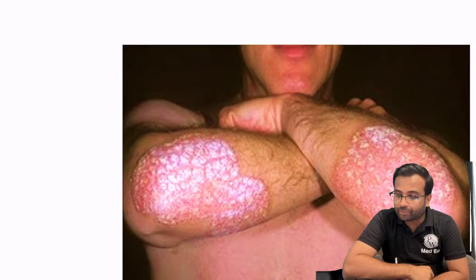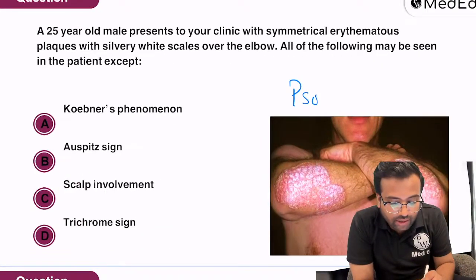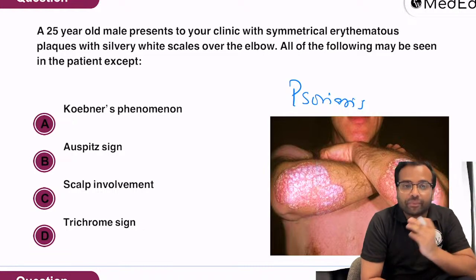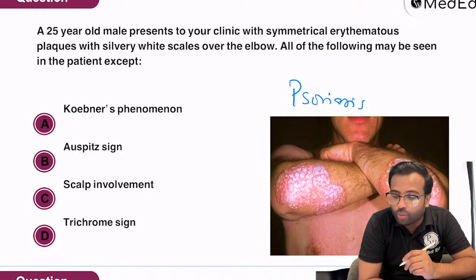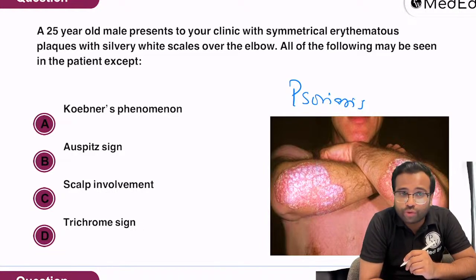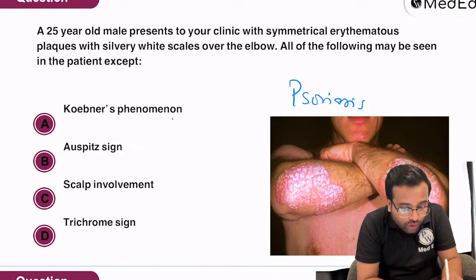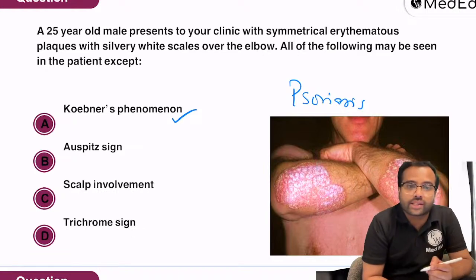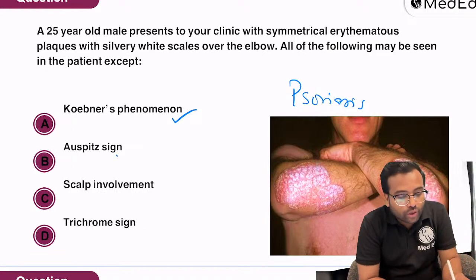So let me just zoom this. This is a typical image of psoriasis, isn't it? So the question here is, what may be seen except? Do you find Koebner's phenomenon in psoriasis? That means new lesions appearing at the site of trauma. Of course, this is seen in psoriasis. What is Auspitz sign? When you scrape the lesions of psoriasis, the patient will show multiple bleeding spots, right? So that is also seen.